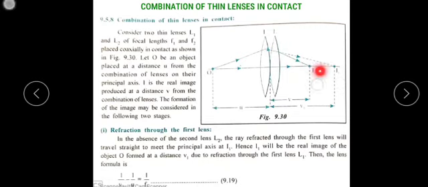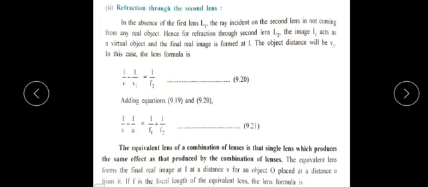This is an image, and V is the image distance. Here I1 is a virtual object, and the virtual object distance is V1, and I is the real image, and the real image distance is V. Hence, according to the lens formula, 1 by V minus 1 by V1 is equal to 1 by F2. See here, V1 is considered as a virtual object. Instead of U, we wrote V1 here.